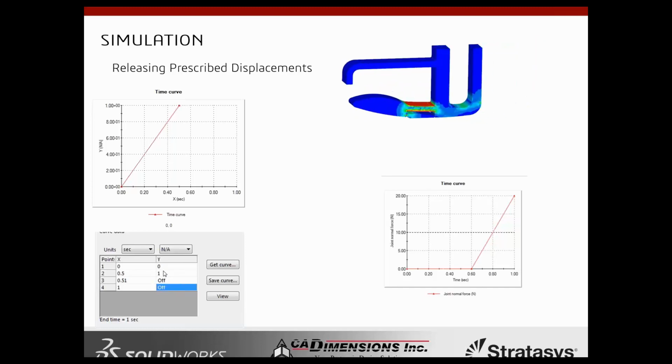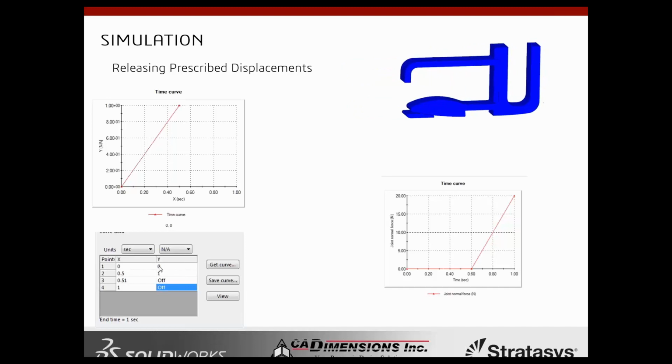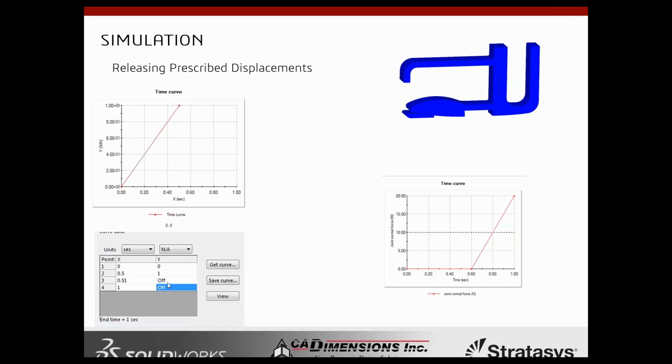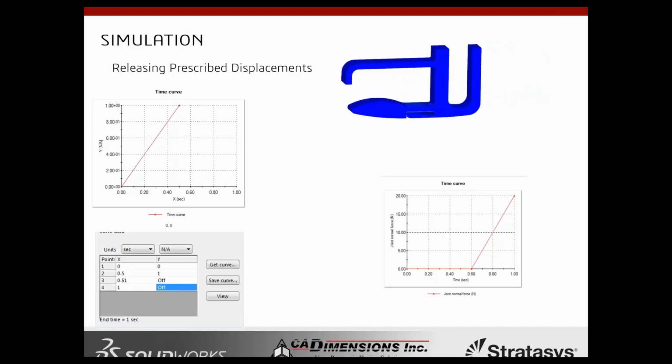This can be set up right within your prescribed displacement using a chart. Now you would have a drop-down menu where you can just say 0 to 0.1, and this is your time. So at 0.51 seconds, you will just release it, and it will allow it to come back to its original location.